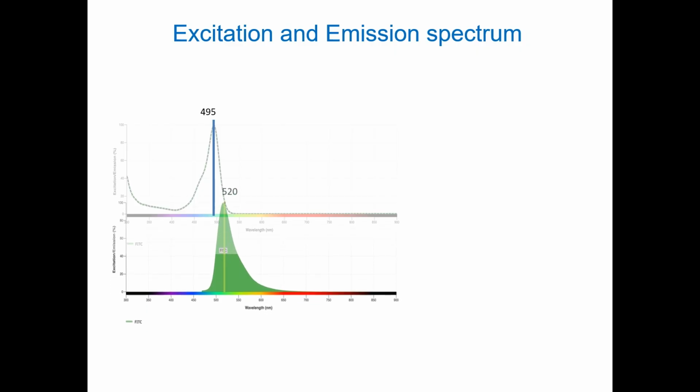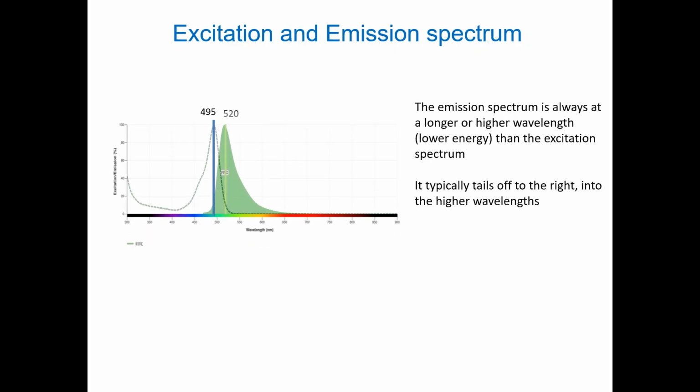If we overlay the excitation and emission spectra, we can see that the emission spectrum is always at a longer or higher wavelength with lower energy than the excitation spectrum, and it typically tails off to the right into the higher wavelengths.